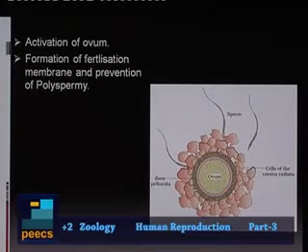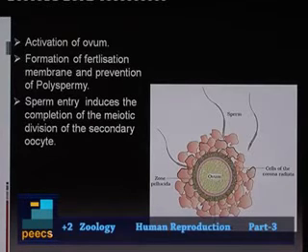You know that only one sperm cell will be able to enter into the ovum, so there will be only monospermy. Polyspermy is prevented in the case of human beings. How is it prevented? Polyspermy is prevented due to some changes that happen within the ovum after the sperm entry. We will now go through the different steps or events happening after sperm entry.